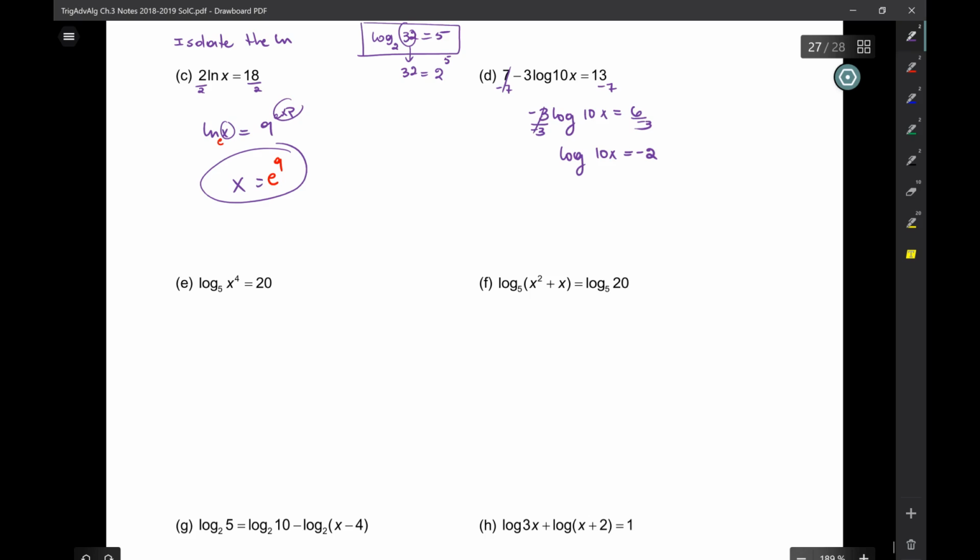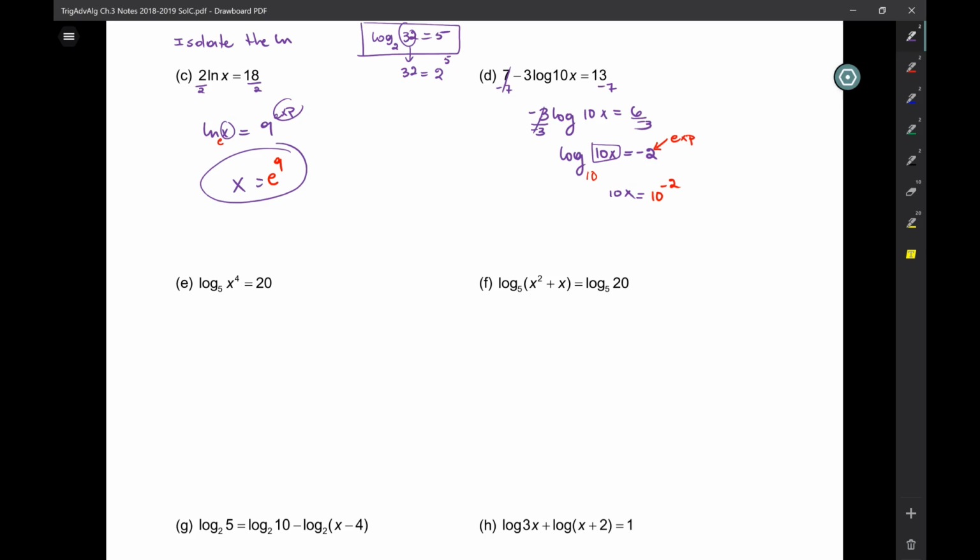Now the log is isolated. Now I need to use properties of logarithms. Where is the exponent? The 2. Every exponent needs a base. Where is the base in this problem? It's the 10 here that's hidden, right? So I say 10 to the negative 2 equals what? 10x, this whole thing. And then you divide. Okay?